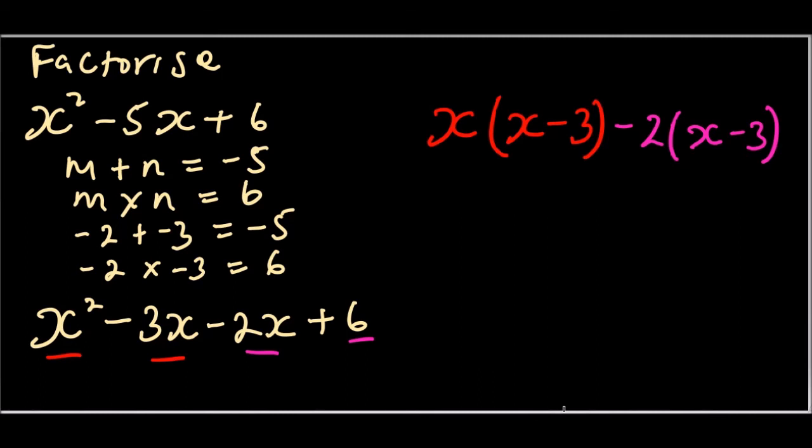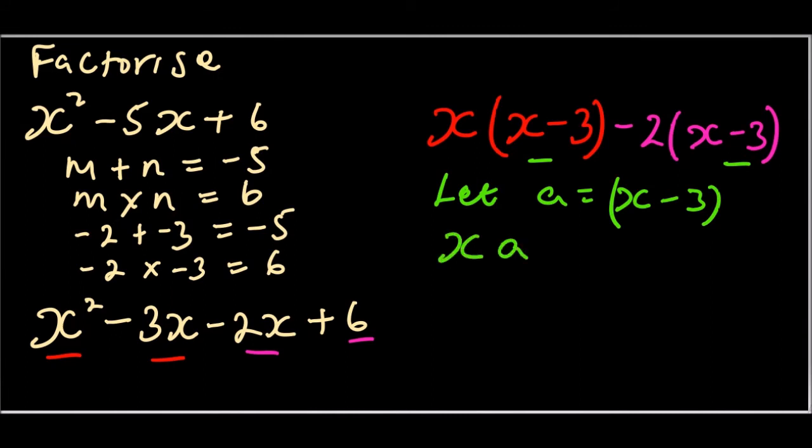Note that when you are factoring out, you set it in such a way that what is left inside the bracket is the same, so that you are able to factorize next. So this is common, or rather, if we let a equal x minus 3, this is just to help you understand how we are factoring out the x minus 3. It will be minus 2a.